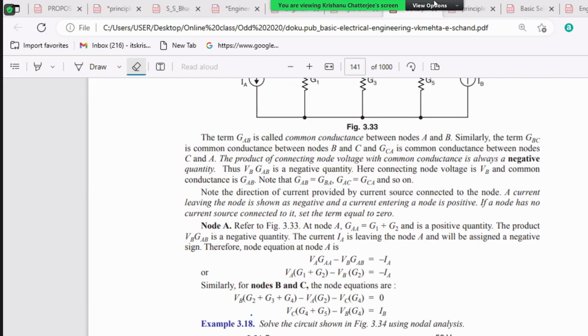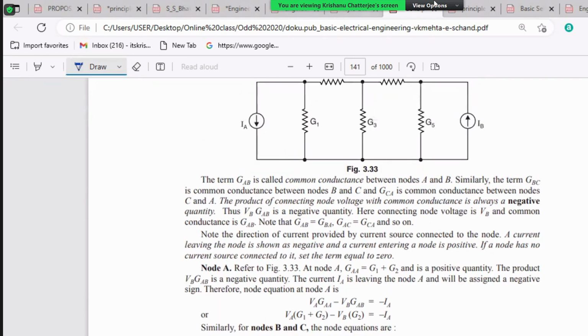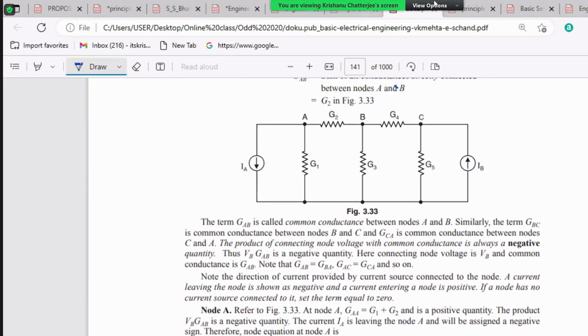Okay. Accha. Let's come back now. So we are getting VA into G1 plus G2 minus VB into G2, that is equals to minus IA. Why are we taking minus? See, if current is leaving a node, then we will take that one to be negative. If the current is reaching a node, then we will take that one to be positive. And if we don't have any current, we will simply put 0.